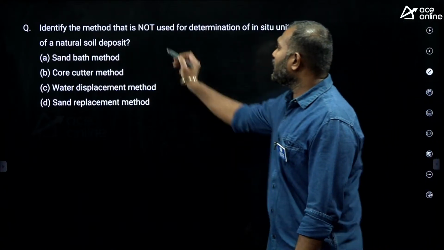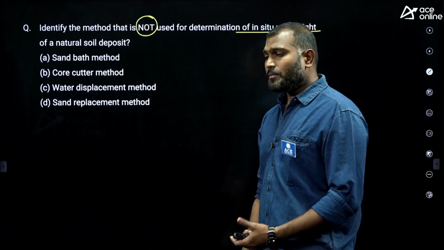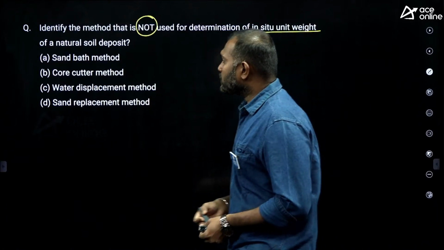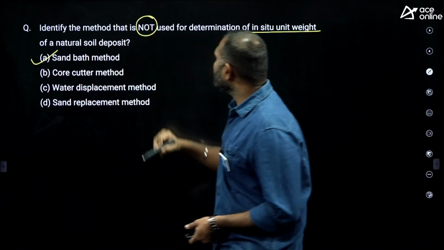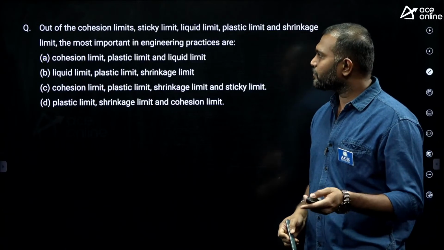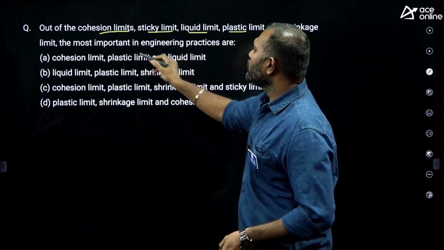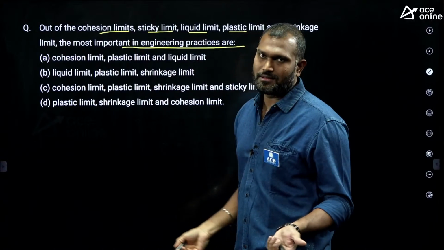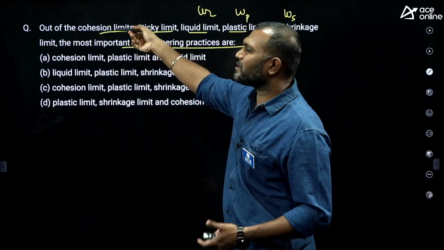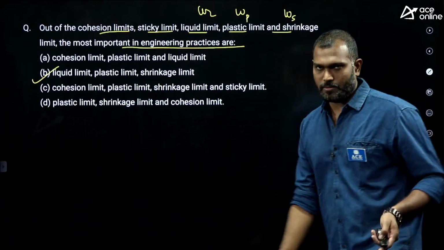Identify the method that is not used for determination of in situ unit weight. Unit weight we measure by means of the core cutter method, sand replacement method, and water displacement method. Out of all these methods, the method that is not used is the sand bath method. The sand bath method is used to determine moisture content. Out of the cohesion limit, sticky limit, liquid limit, plastic limit, and shrinkage limit, the most important in engineering practice are obviously liquid limit, plastic limit, and shrinkage limit. We never discussed the cohesion limit or sticky limit. So the correct answer is liquid, plastic, and shrinkage limit, option B.